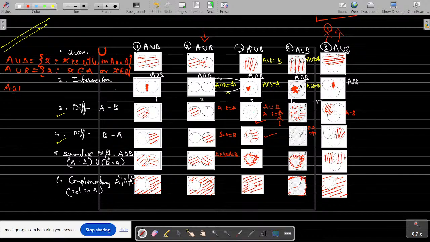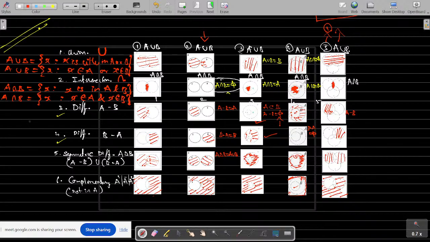Continuing for intersection with no delay. A intersection B, what's the symbol? It's inverted U. A intersection B is equal to the set of all X such that X is in A and B. So if I represent with the help of the epsilon symbol, X belongs to A and X belongs to B.